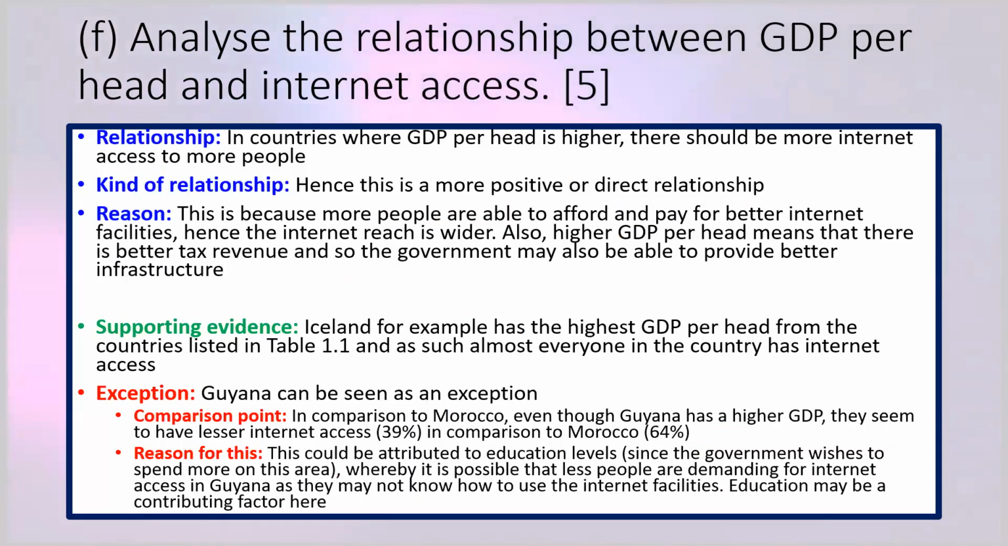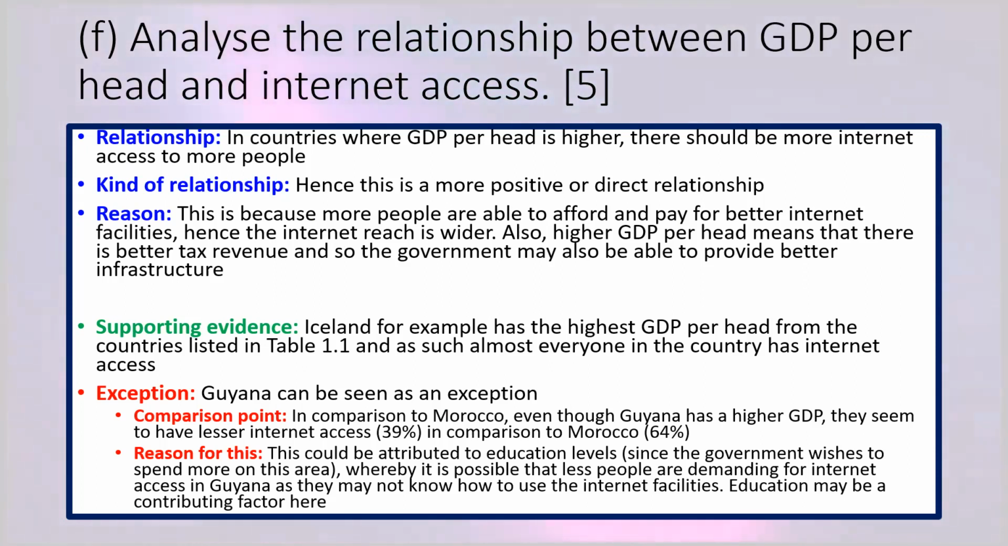Now here, see the one in blue first, the top one. What is the relationship? Common sense will tell you, without looking at the graph. What is GDP per head? Income, isn't it? So where GDP per head is higher, there should be more internet access for people. What do you expect to see? A positive relationship. GDP higher, internet access higher. GDP lower, internet access lower. So it's a positive relationship.